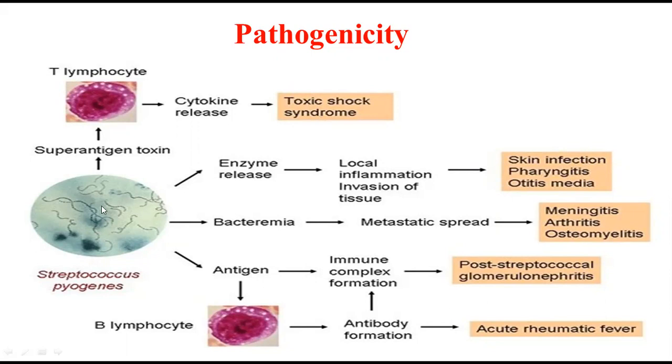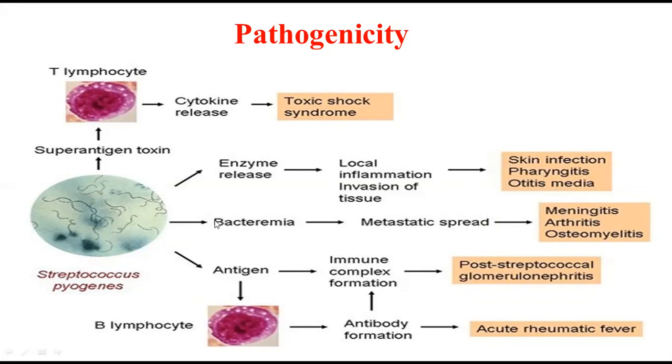Now coming to the second one. Streptococcus pyogenes enzymes are released, causing local inflammation and invasion of the tissue. So what type of enzymes? Now you can answer this question: streptolysins are produced, hemolysins are produced, and NADase is produced, and it can cause skin infection. Erythrogenic toxins are produced, and it can cause skin infection, pharyngitis, and otitis media. We will later discuss these infections in the later videos.